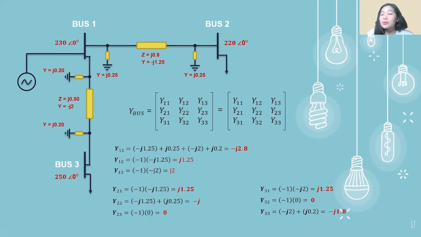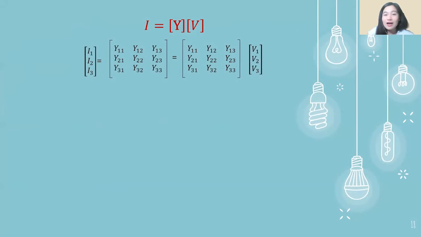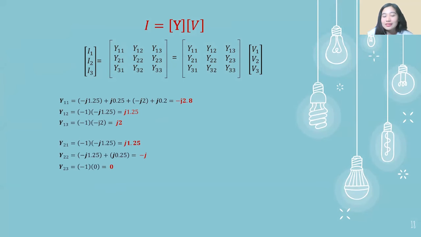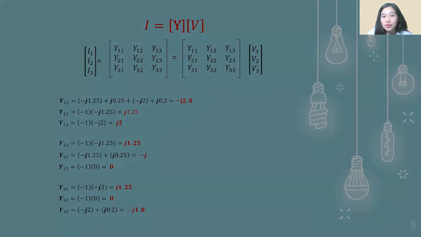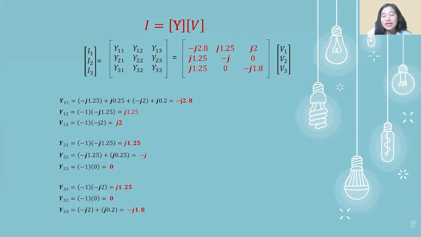And our last bus, bus 3, is equivalent to 250 at an angle of 0 degrees. So as I've said earlier, we really have to remember this formula, I equals Y times V, because that's going to be the construction of our Ybus admittance matrix. We are almost there, guys, so you have to focus. So now, as we have said, these are the values of our components, Y11 to Y33. So we are just going to input them here in our matrix.